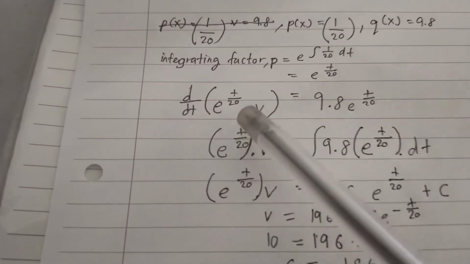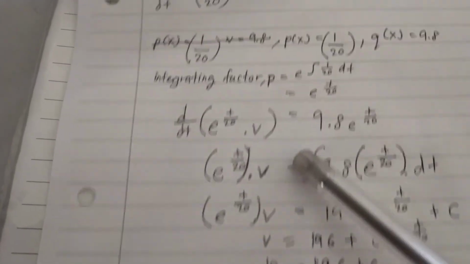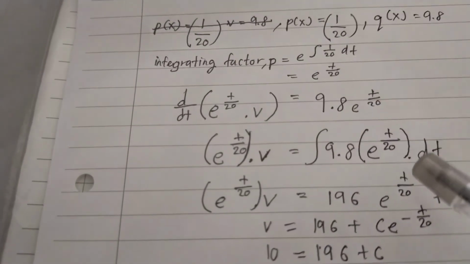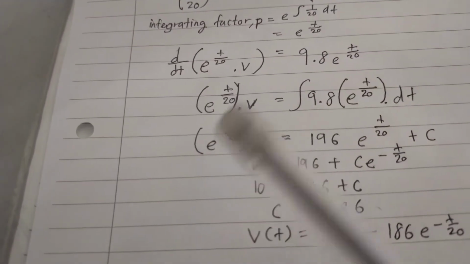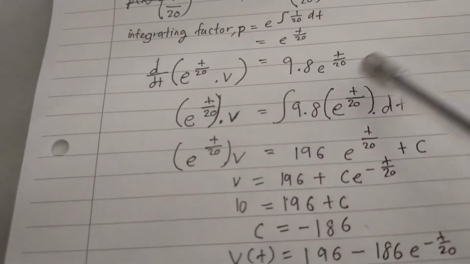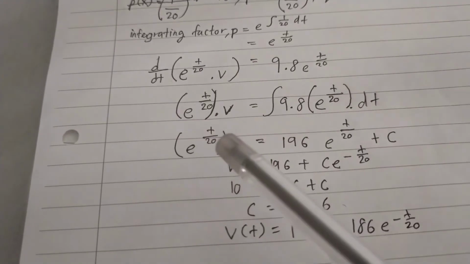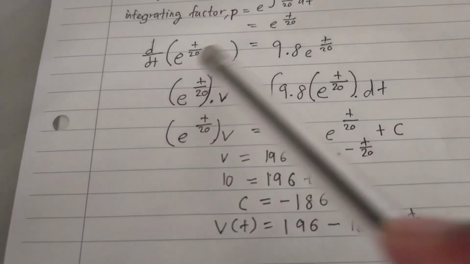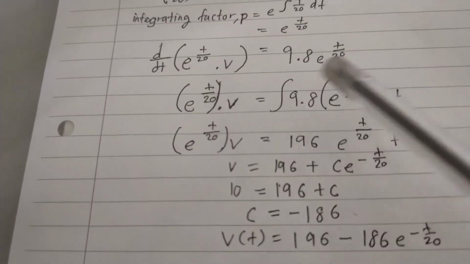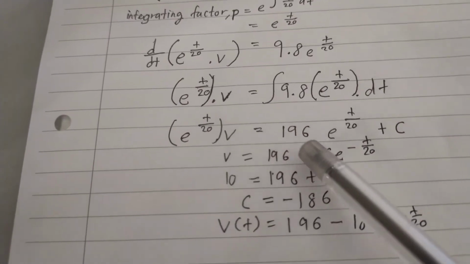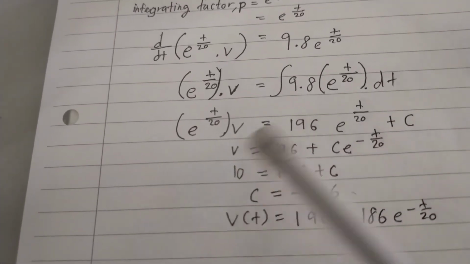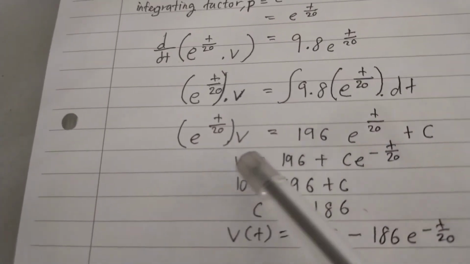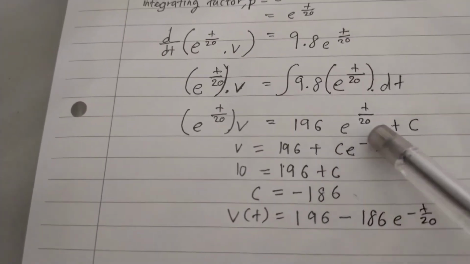So we get e to the t over 20 times v equals, integrate the same way, 9.8 bracket e to the t over 20 dt. Then we follow this one, we integrate it. So we get e to the t over 20 bracket v equals 196 e to the t over 20 plus c, because we integrate the whole stuff here. Then we push this to that side, so we get v equals 196 plus c e to the negative t over 20.